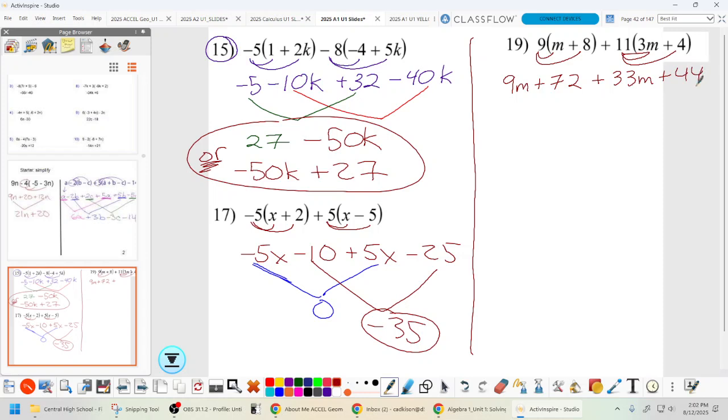Okay, 9 plus 33 is 42. And then 72 plus 144, what do we have there? 106, 116.